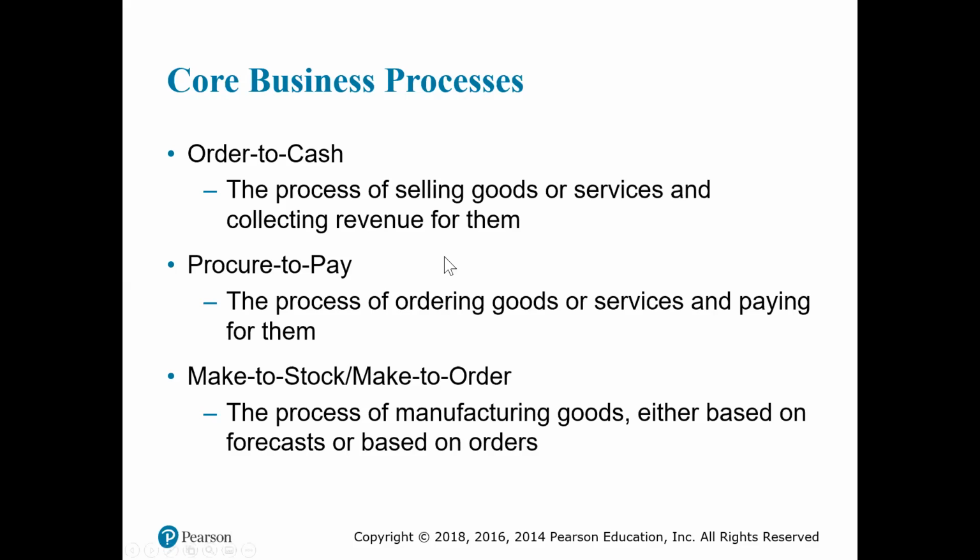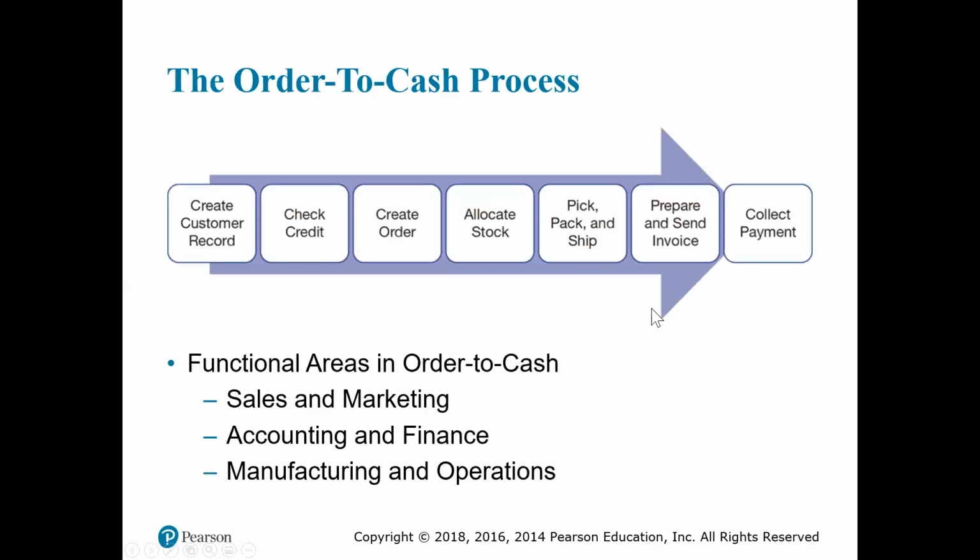These include order to cash, procure to pay, make to stock, and make to order processes. The first process is the order to cash process. It refers to the processes associated with selling a product or service.